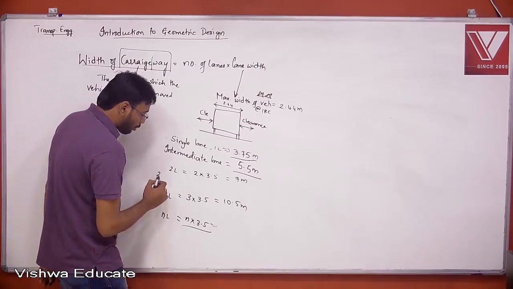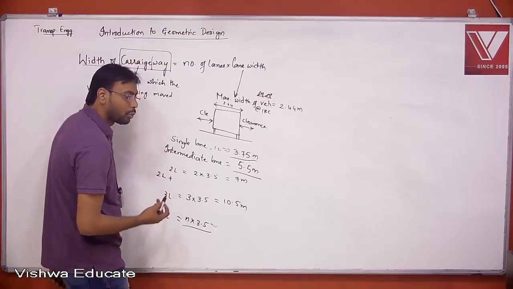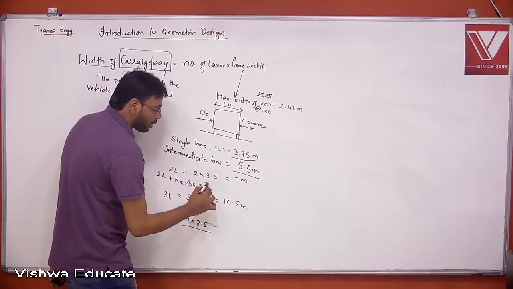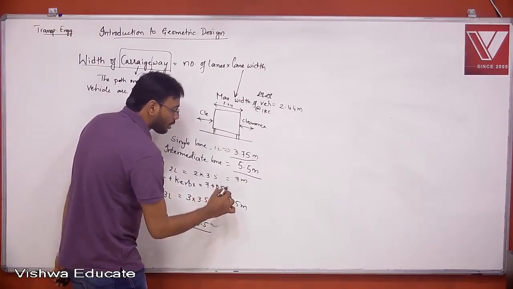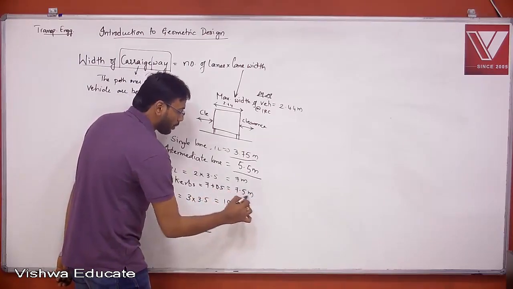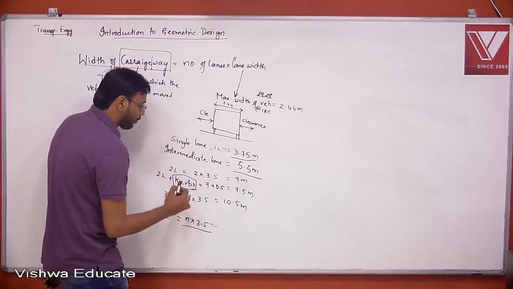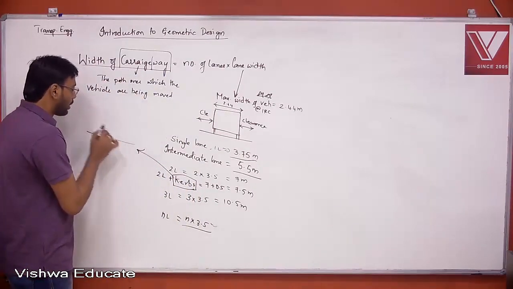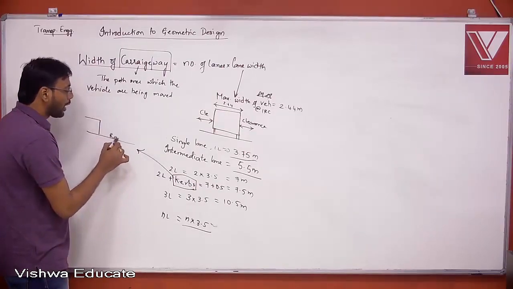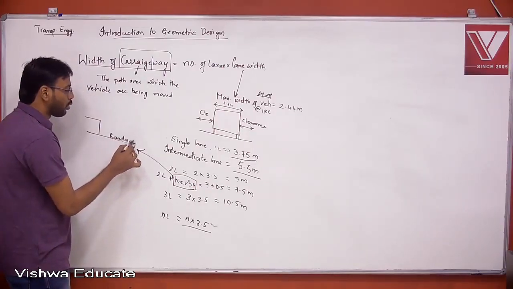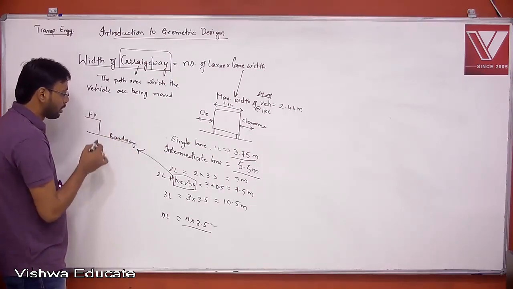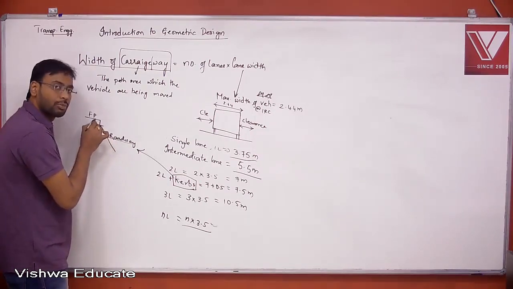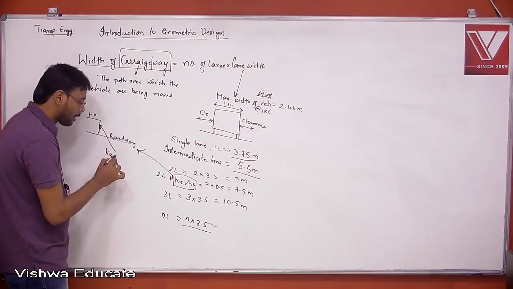Now there is one more term called width of a 2-lane road with curbs. Then it is 7 plus 0.5, that is 7.5 meters. Now what is a curb? Curb is the vertical clearance between roadway and the footpath. So this is the roadway and this is the footpath. The vertical differentiation between the road and the footpath is called a curb.